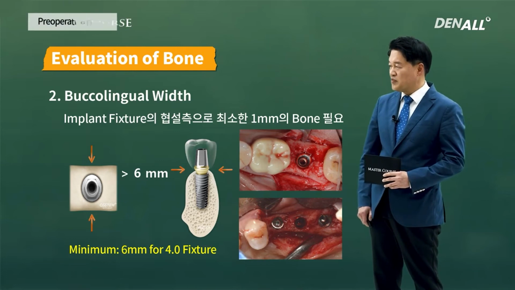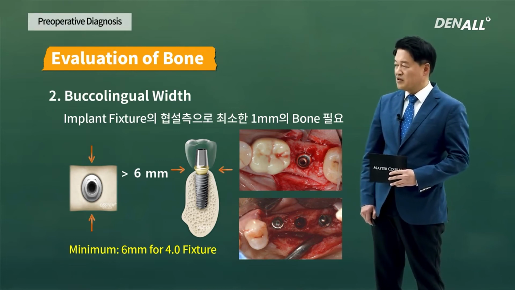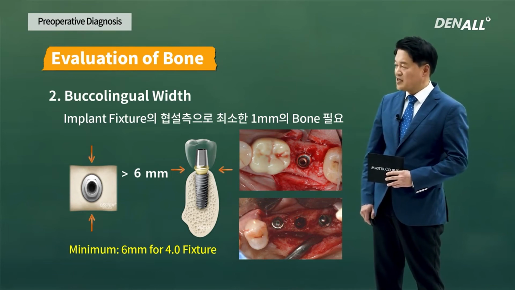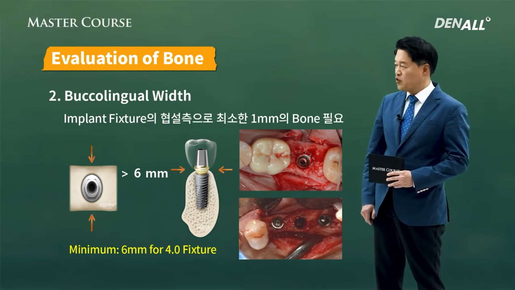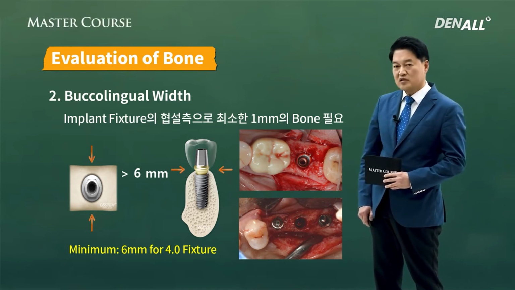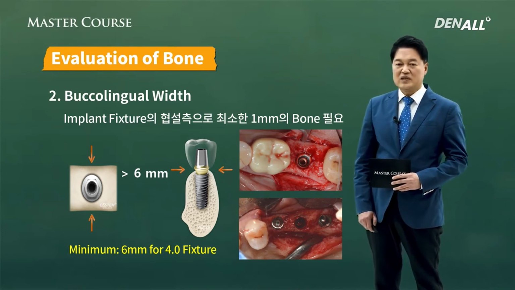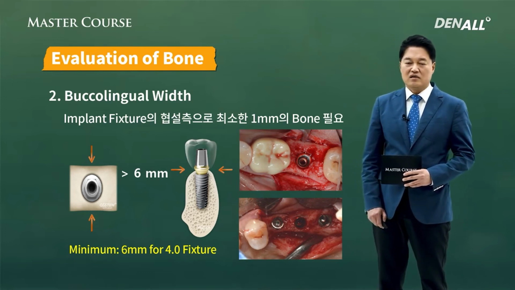But in the image below, where there's lack of bone width, in number 5 you place a 4 millimeter diameter, and in number 6, where it's lacking, you choose 4.5 millimeter, and in number 7, where there's relatively a lot of bone, you can place a 5 millimeter implant. Bone width can help us determine the diameter of the implant to be placed.